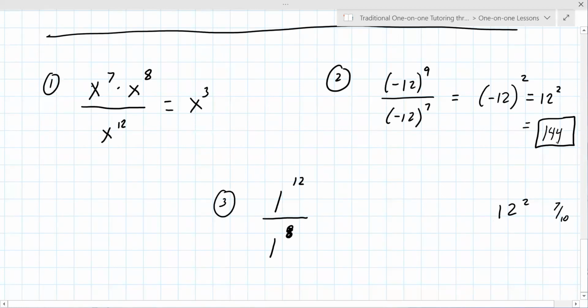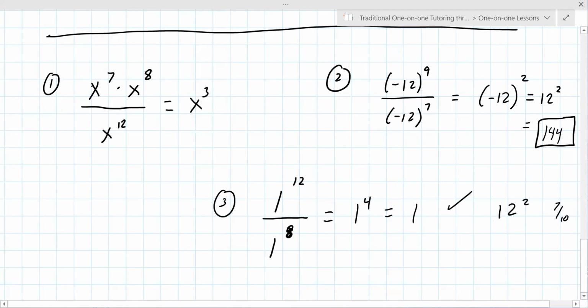All right. And let me know when you got number 3 down. And then number 3 is 1 to the 4th. So I'd probably deduct here. Can you simplify this a little bit more? Yes. It's just 1.